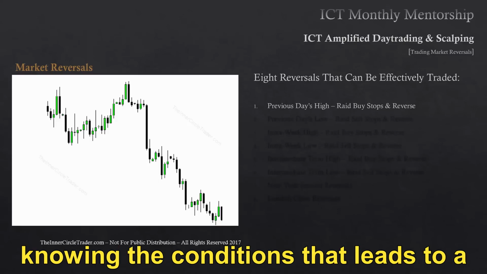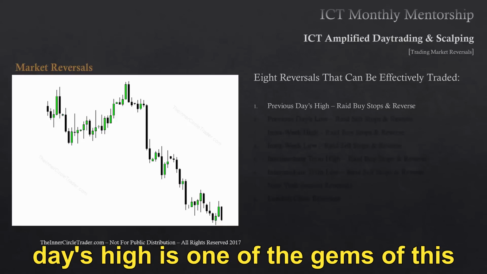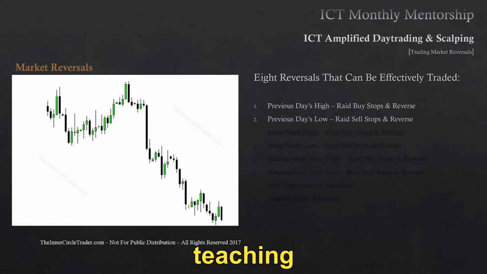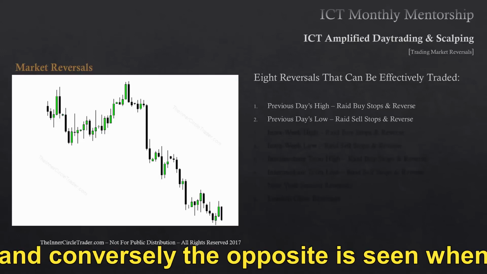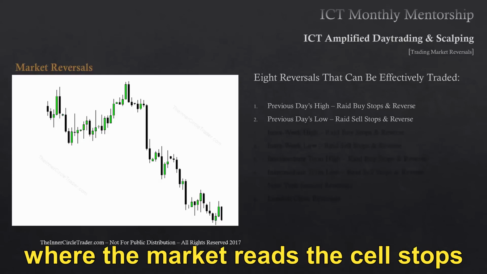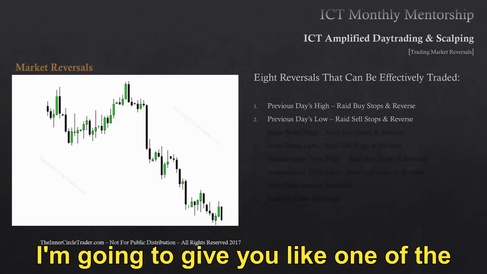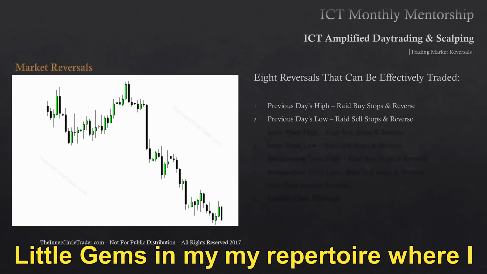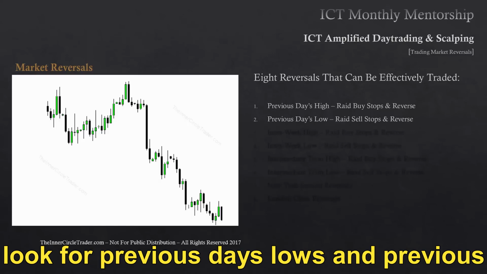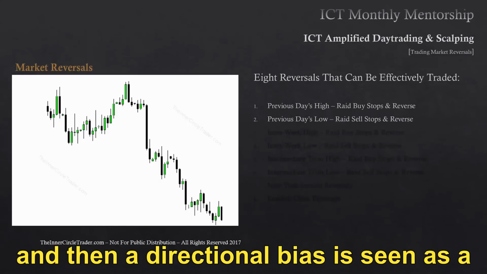Knowing the conditions that lead to a raid on the buy stops above the previous day's high is one of the gems of this teaching. And conversely, the opposite is seen when we're looking for previous day's lows, where the market raids the sell stops and then reverses. Again, in this teaching, I'm going to give you one of the little gems in my repertoire where I look for previous day's lows and previous day's highs to be raided out. And then a directional bias is seen as a reversal.